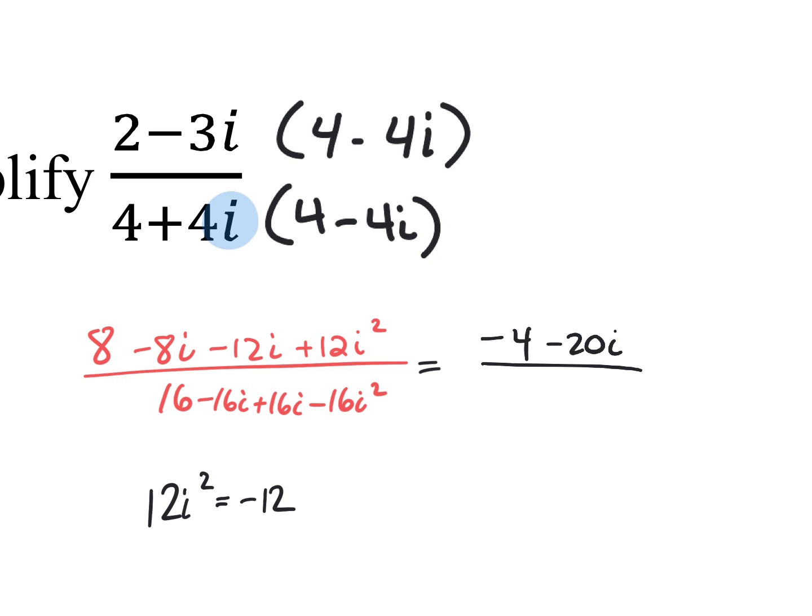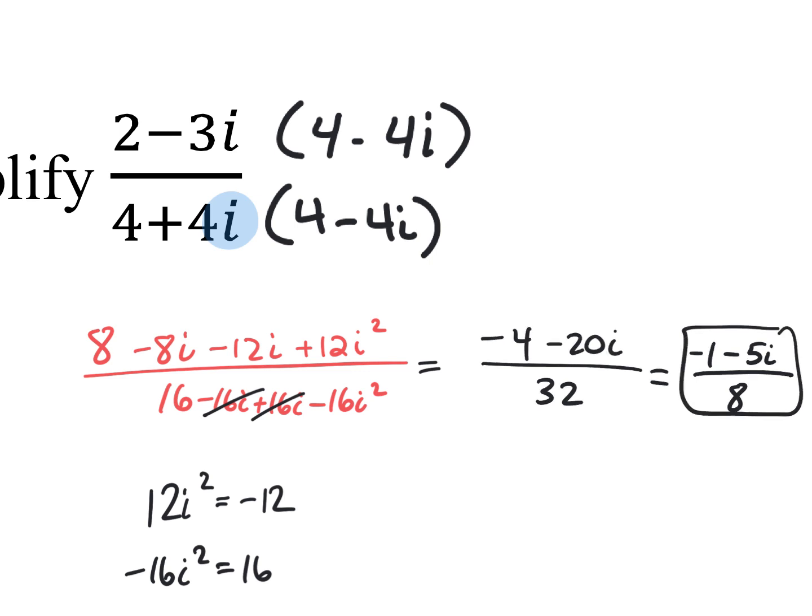Now, this is really why we do this. In the denominator, our imaginary numbers will cancel. And -16i squared is the same as +16, so our denominator is 32. We can simplify this down because all three terms are divisible by the same quantity. They're all divisible by 4. So there is our fully simplified imaginary.